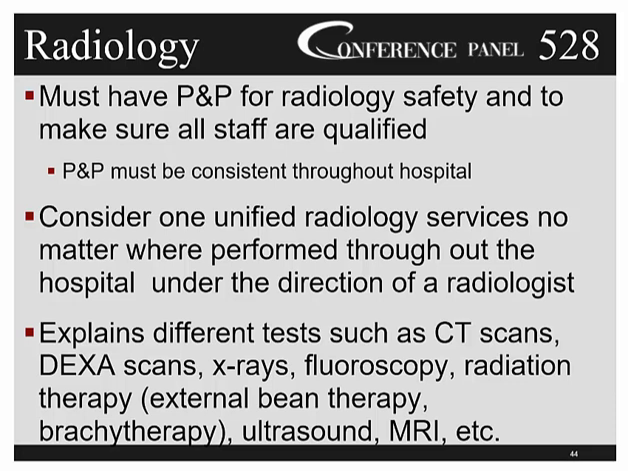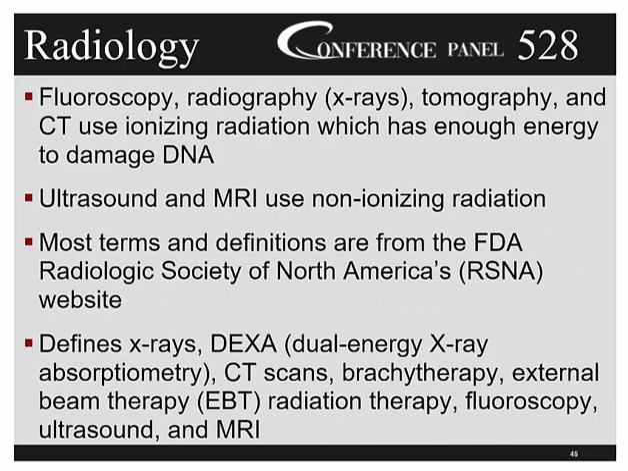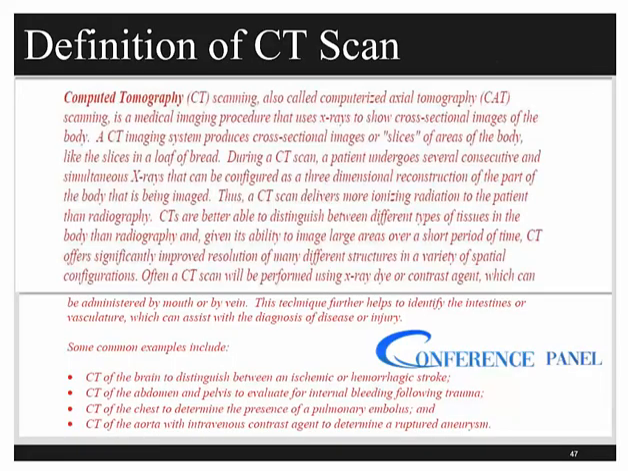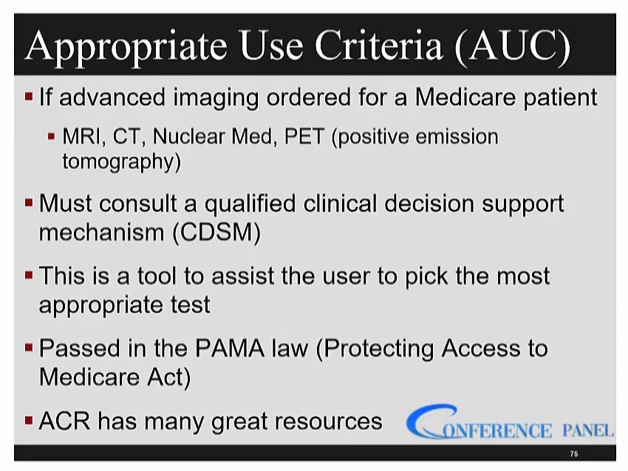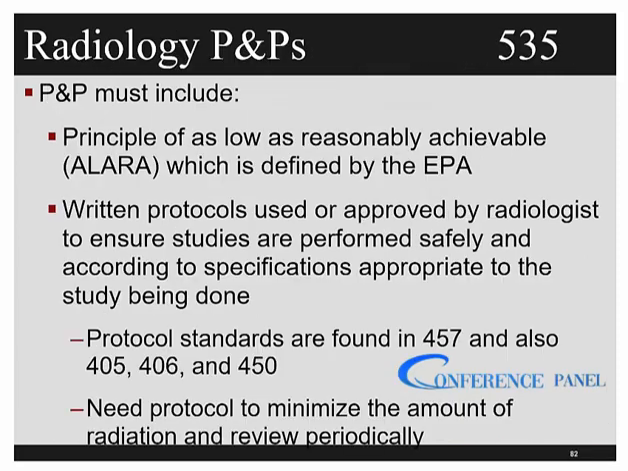This tag does explain the different types of radiology. It talks about fluoroscopy, CT using ionizing radiation. And that's, again, enough radiation to damage DNA. They provide a definition of CT scan. And then, of course, ultrasound, MRI. As far as the next area, the service has to be provided according to standards of practice. And then, of course, there's the appropriate use criteria. And this talks about, as far as Medicare patients, if you do happen to do advanced imaging. And, of course, PET scan is your positron emission tomography. So what do your policy and procedures need to include? And again, CMS is going to go through your policy and procedures when they sit down with you.